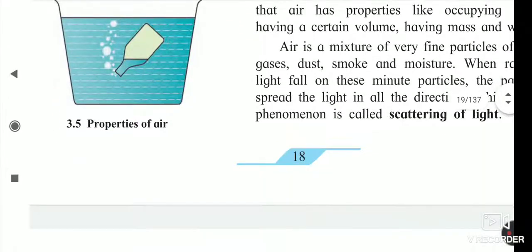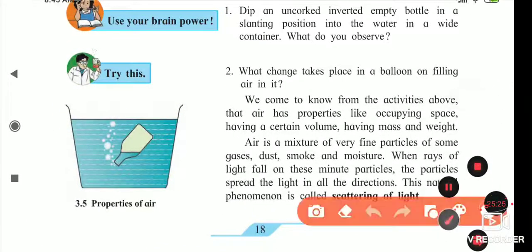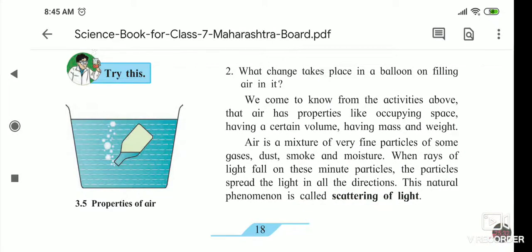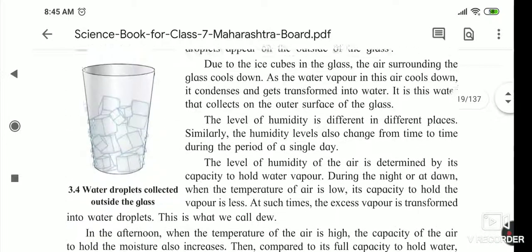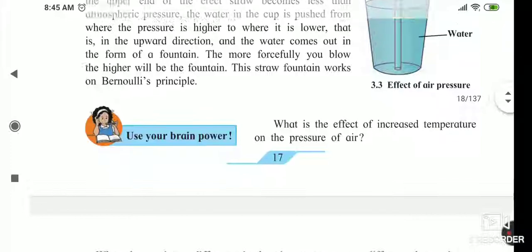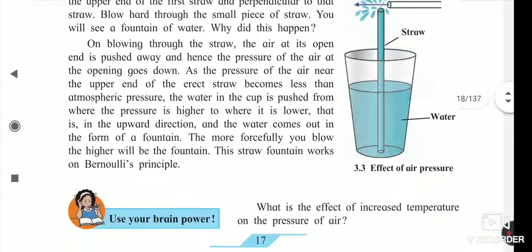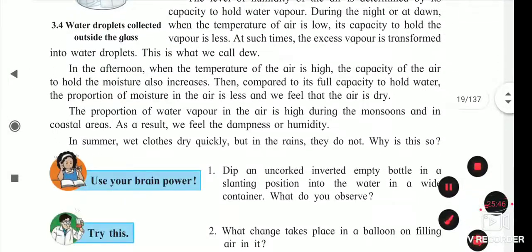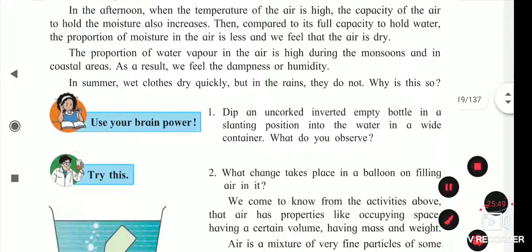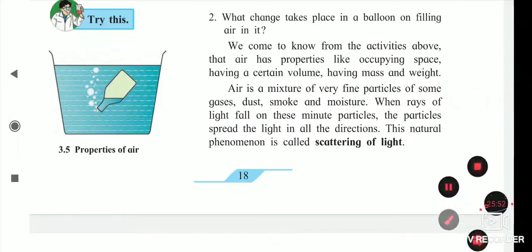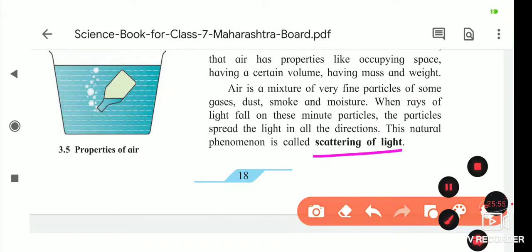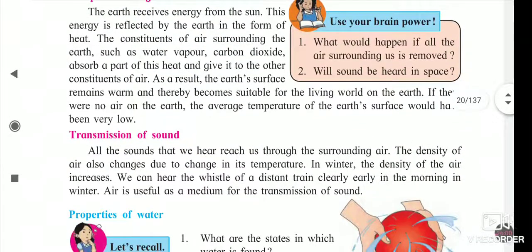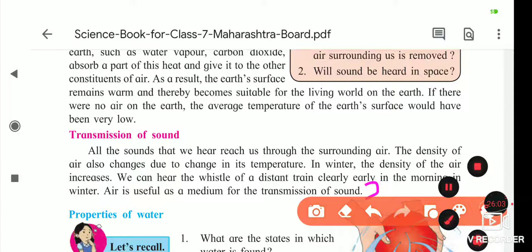After that we saw the activity on scattering of light, and you have to learn the definitions from this lesson. The definitions are scattering of light, which is one definition. All these use your brain power and can you discuss questions, you have to write in your notebook. Write the definition of scattering of light, learn it by heart, and draw the figures of the activities. Then one more definition is there, that is transmission of sound. You have to note down and learn that definition.